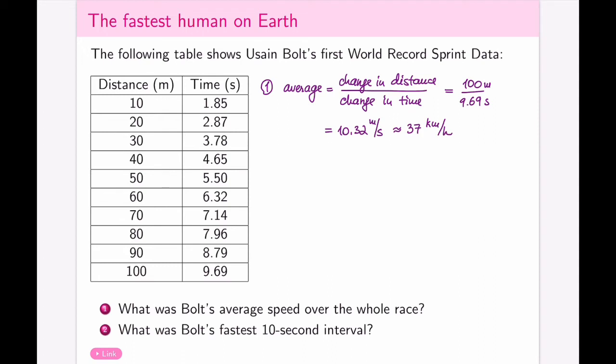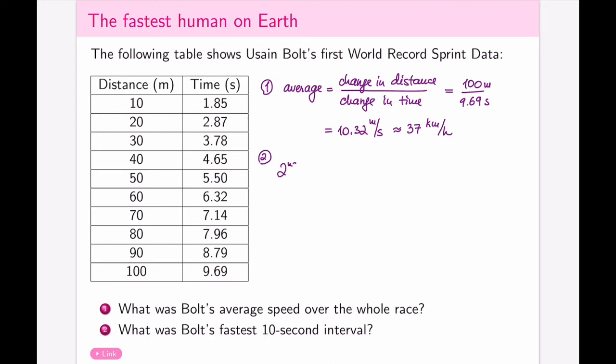Isn't that crazy? Now, the next natural question to ask is, when was he the fastest? So here we're asked to compute the average over every 10-meter interval and essentially compare. Over the first 10-meter interval, he has run 10 meters in 1.85 seconds. But how long did it take him to run the second 10 meters? The distance that was covered is 10, and the time that it took to cover it is the time span between 1.85 and 2.87.